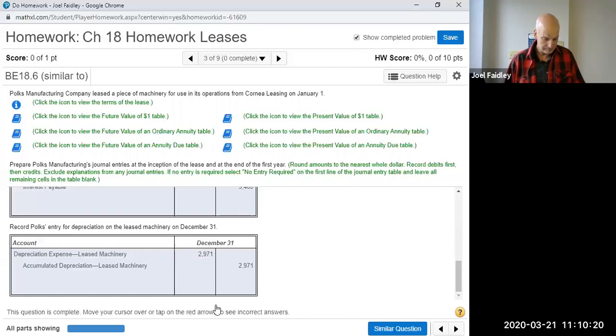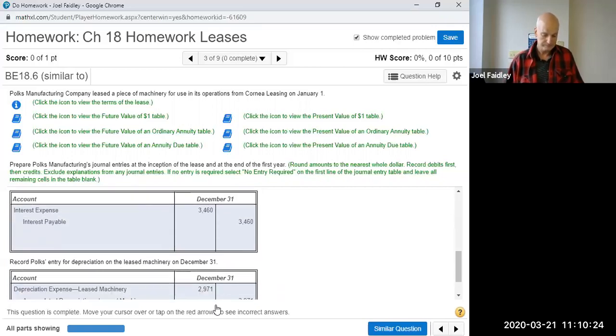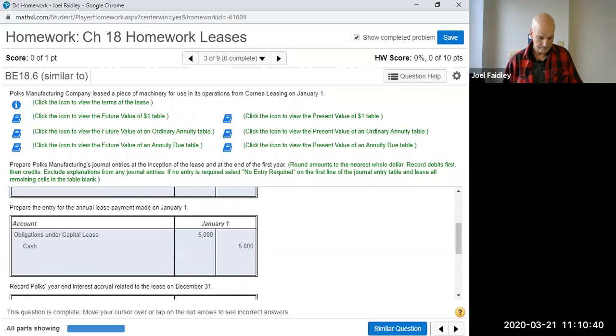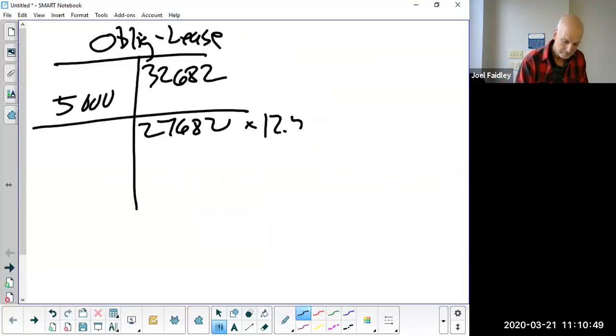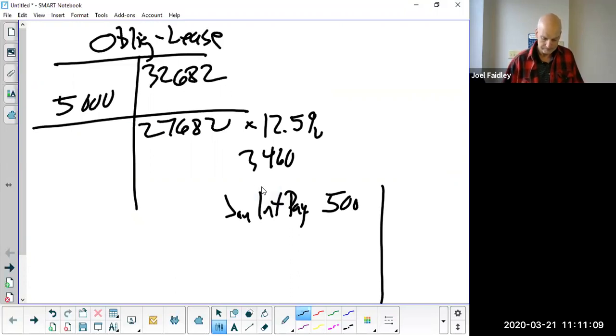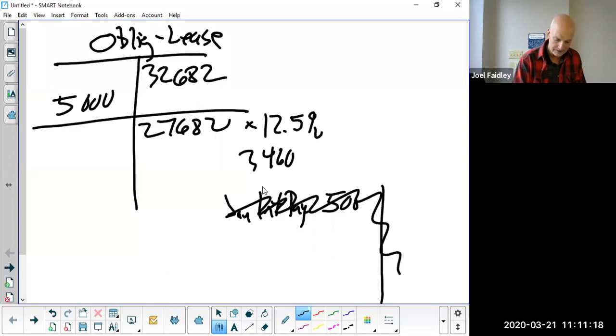This is December 31. They'll have you make the January 1 entry. What we said that was 3,460. And the journal entry that you would make on January 1 the next day, of course, they set that up as interest payable. Which is, that is not correct, what I just did there. So much for erasing. 3,460 is my interest expense.